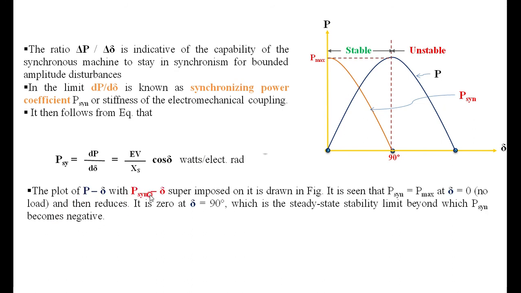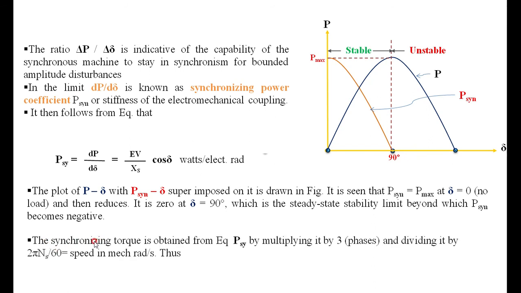The plot of P versus delta and P synchronous versus delta superimposed is drawn in the above figure. It is seen that P synchronous is equal to P max, the maximum stability limit, at delta equal to 0. It is quite evident that P synchronous has a maximum at delta equal to 0. It is 0 when delta is equal to 90, which is the steady state limit beyond which P synchronous becomes negative, and the alternator loses its synchronism. Therefore, the synchronizing power is the power which brings the alternator under a disturbed condition back to its original operating point. That is the role of the synchronizing power.